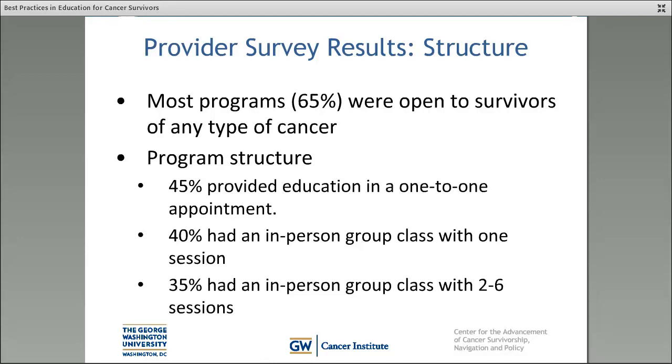Many programs were one-to-one education visits, many had a group class with a single session, and others had a group class with multiple sessions. This question allowed providers to select more than one method, since we know that education programs can happen in multiple ways at institutions, which is why the percentage here is greater than 100.